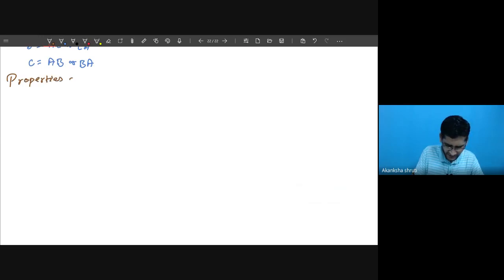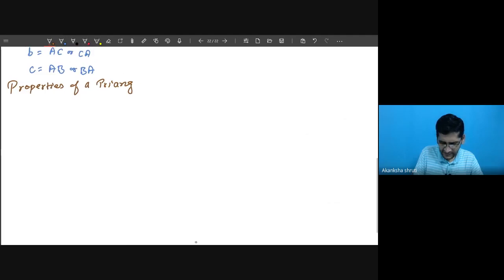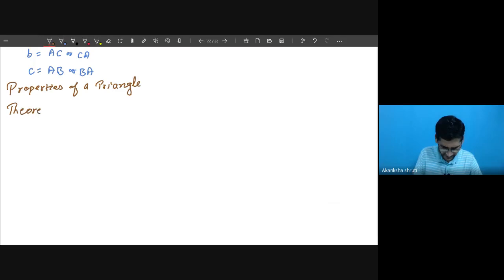Properties of a triangle. So we have to learn two important properties. Very first, it is in the form of a theorem called the angle sum property.